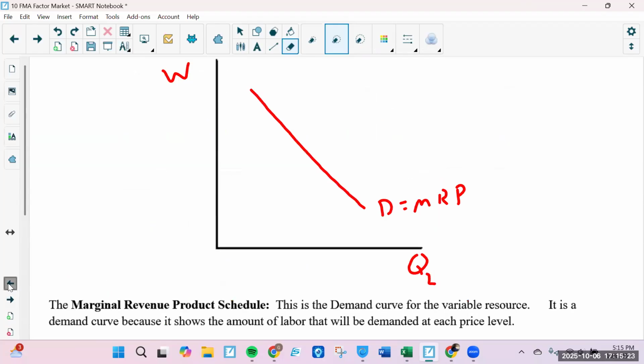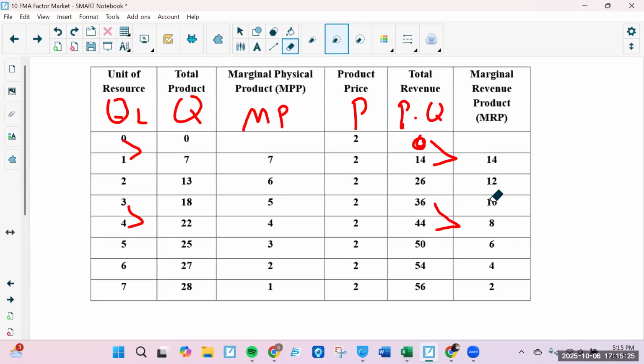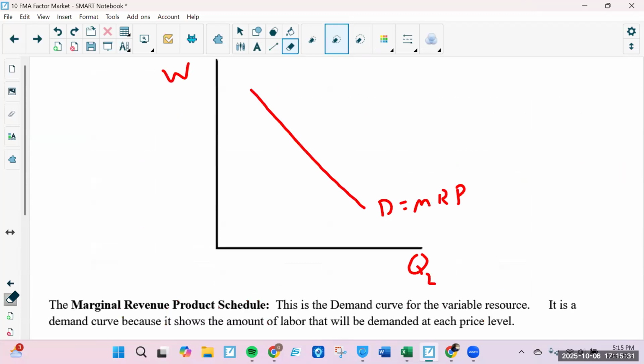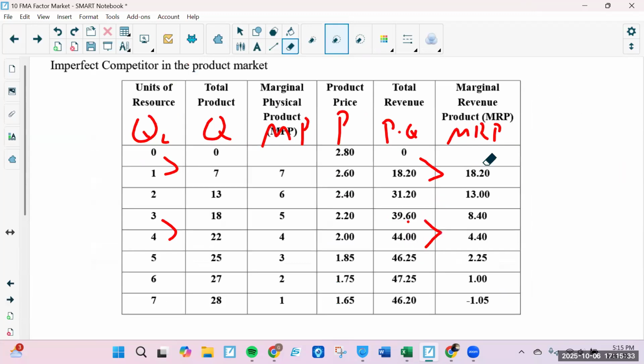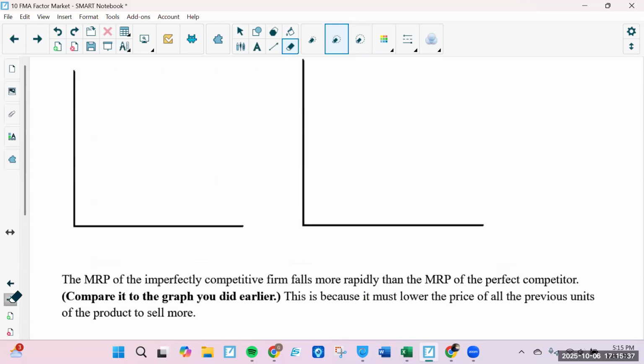When we come over here, this other one is not falling as fast. Okay, this goes from 14 to 2. And when we deal with an imperfect competitor, it actually falls a whole lot faster, which brings us to the next point we want to do here.